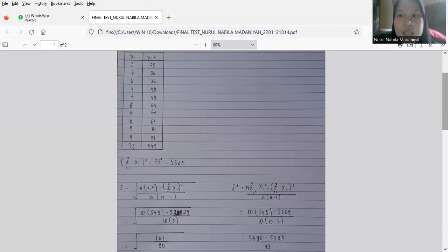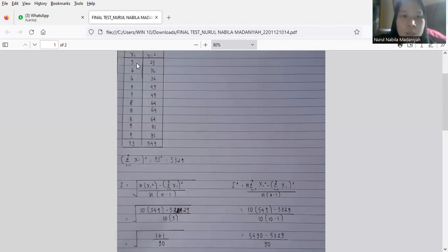In this paper, I have written the table that is xi and xi quadrat. For xi, I have written 5, 6, 6, 7, 7, 8, 8, 8, 9, 9, and the total is 73. From where I get the 73 is, I have added 5 until 9 and the answer is 73.